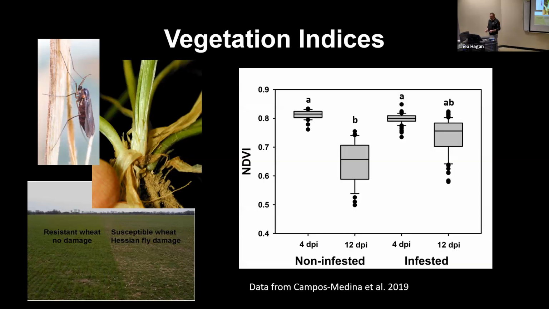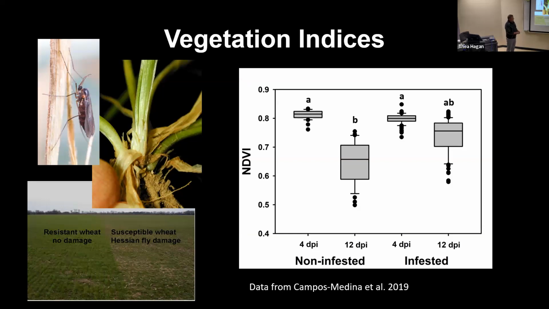What the fly actually does, and what we did, is we infested plants, 2 sets of plants, some were infested, some were not infested, and collected spectral data. We actually measured a number of other metabolites, but it's easy enough to calculate something like NDVI.